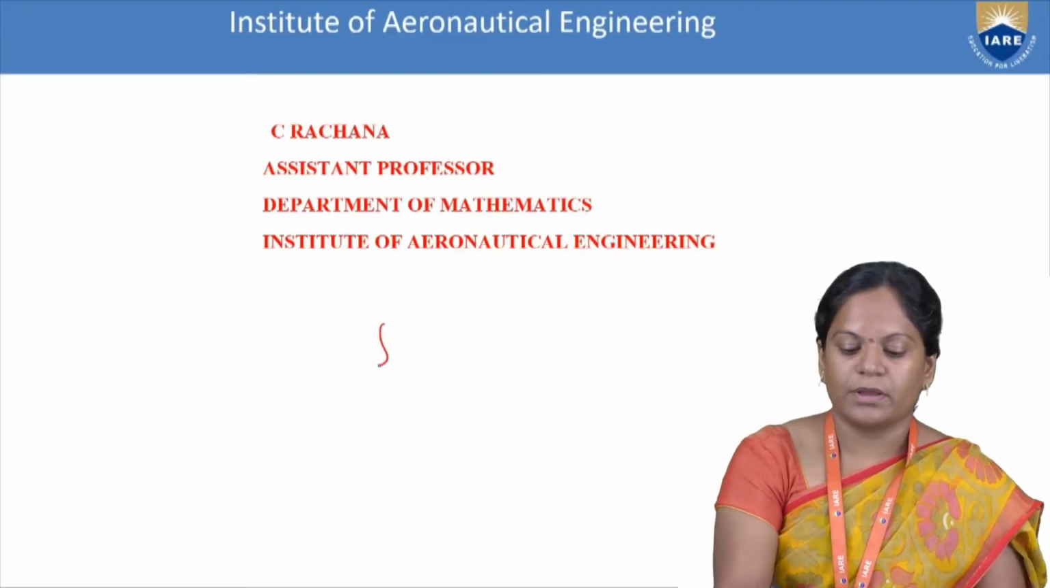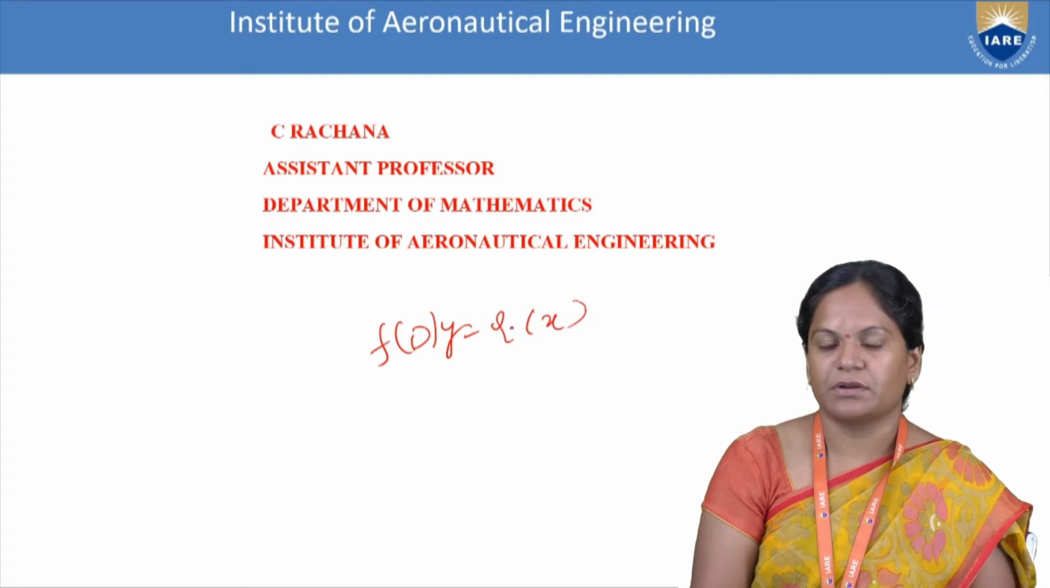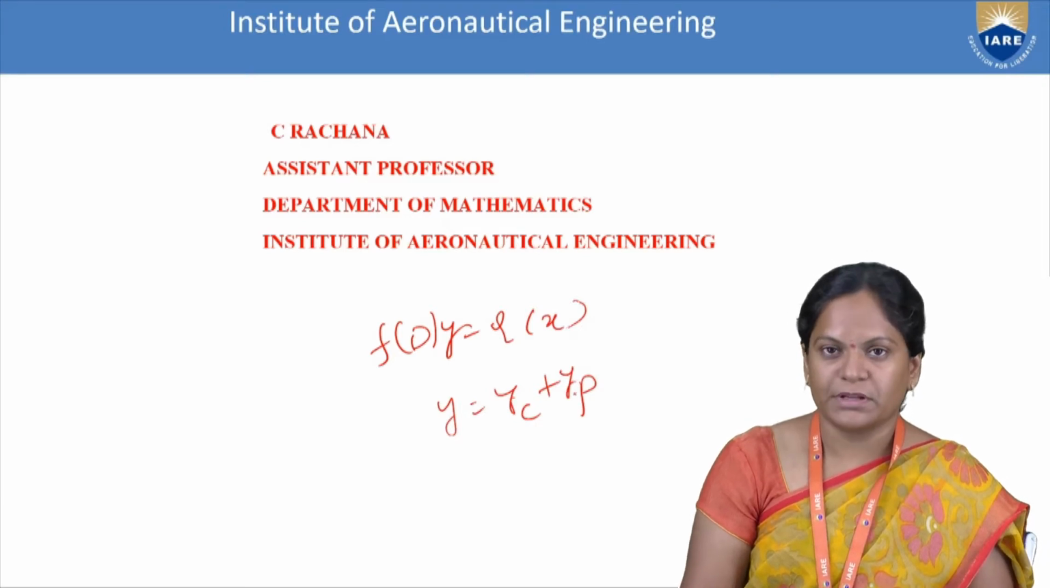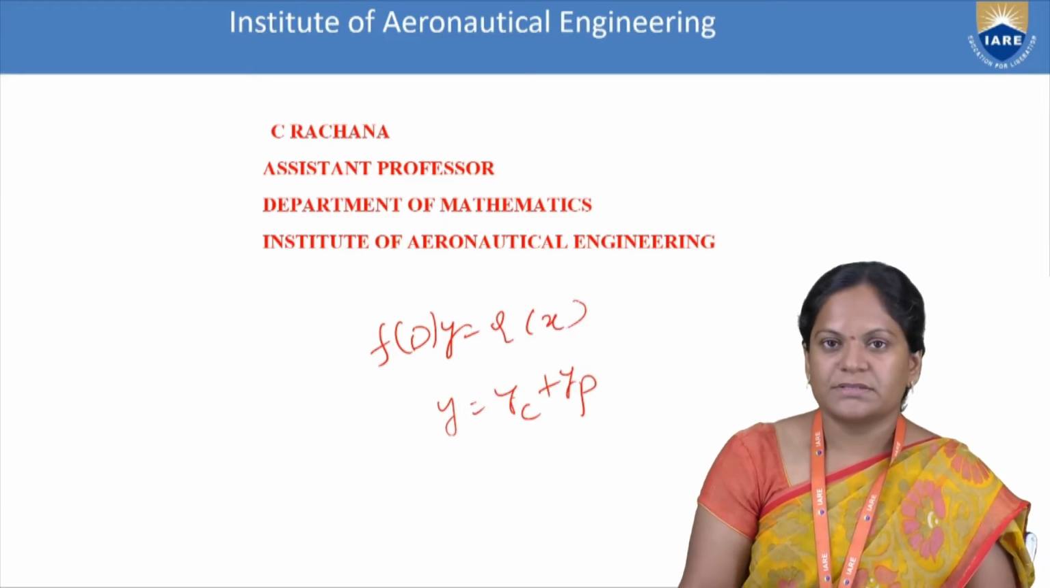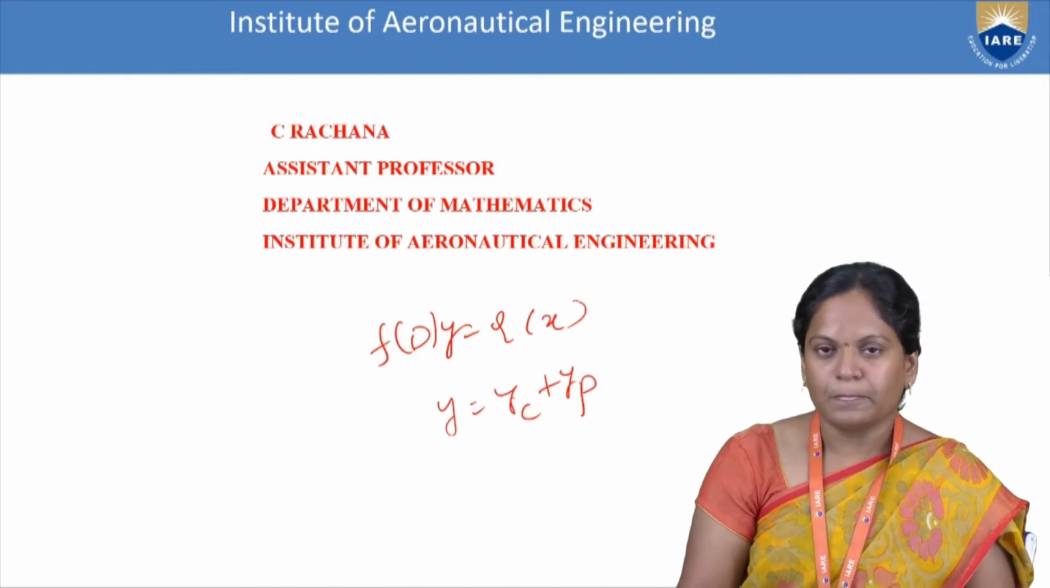In the last sessions, we have discussed the solution of the linear ordinary differential equation with constant coefficients. What is the solution of the ordinary differential equation of the form f(D)y = Q(x)? We have y = yc + yp, the complementary function and the particular integral. Based on different types of Q(x), we have different solutions. In the last sessions, we discussed yp, the particular integral, where Q(x) is an exponential function.